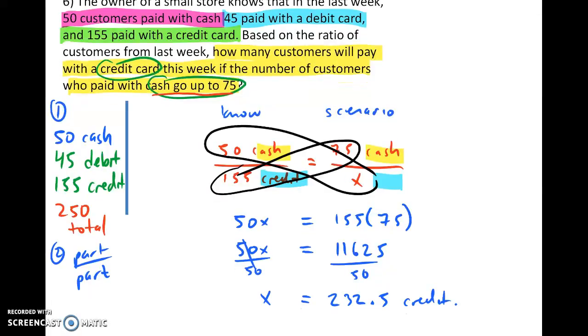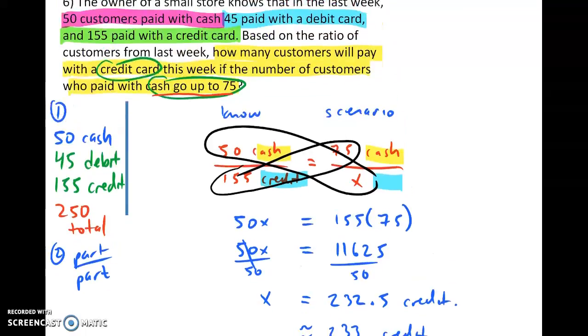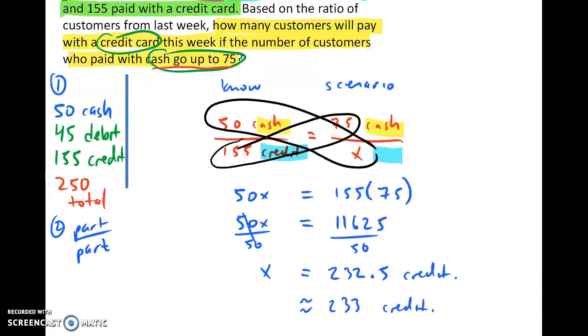Okay? And we could approximate this to 233 credit. Alright? So if you round this up, you have to put the approximation symbol. Okay, so there's our answer.